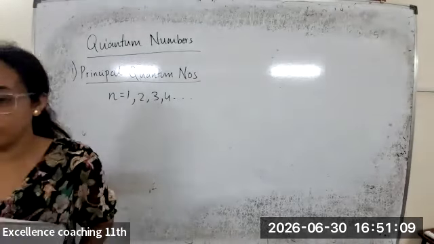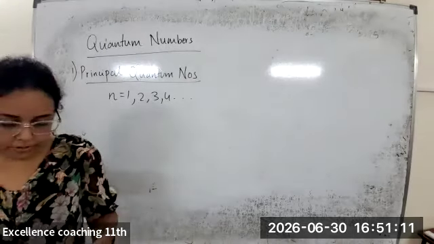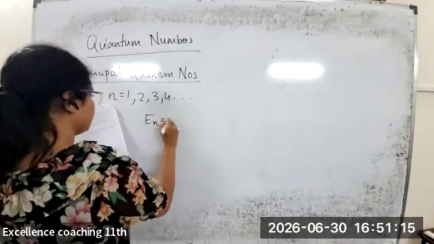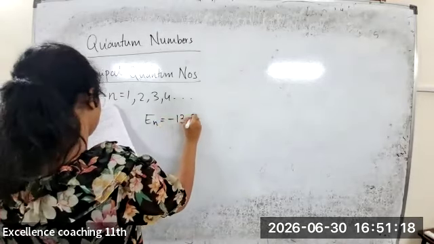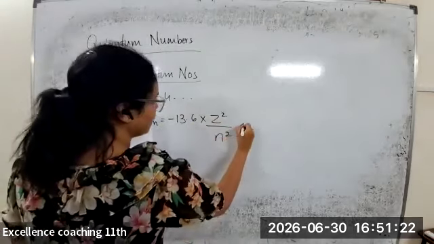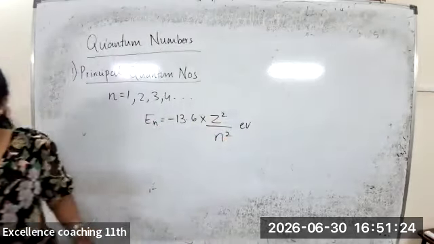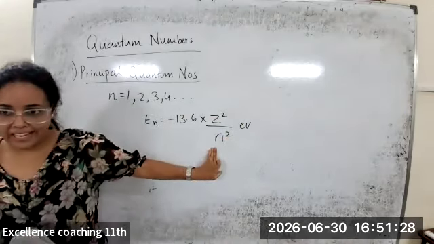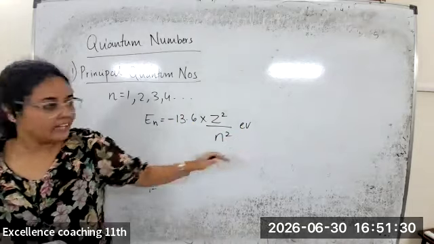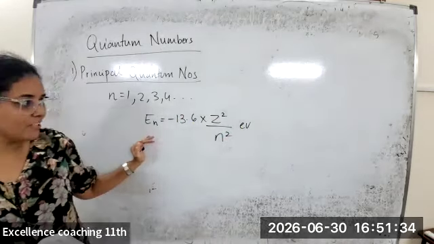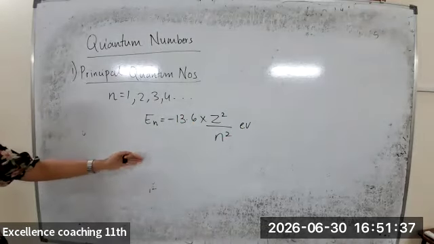Okay, if you all go through your notes, you will see one formula. That is En equals minus 13.6 into Z square upon n square eV. So you all have to know that as the value of n increases, the energy will also increase. Okay, so now if you all see, do you get any question in your head?